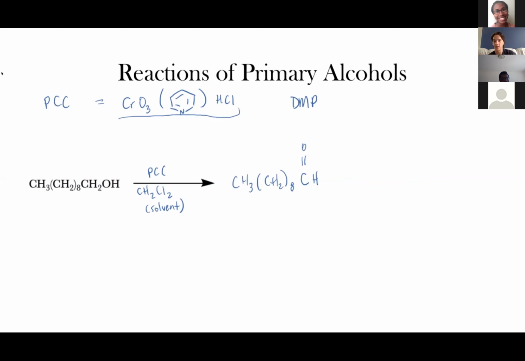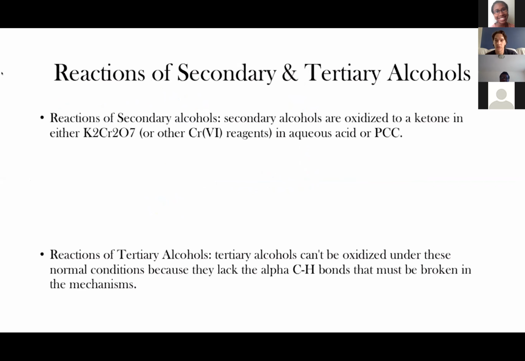Knowing the difference between the two types of reagents that we've talked about so far is important in synthesis problems. And so you'll probably find those useful there, okay? So now we're going to move on to reactions of secondary and tertiary alcohols. Secondary alcohols are oxidized to a ketone in aqueous acid. And so it's going to be oxidized to a ketone in all instances.